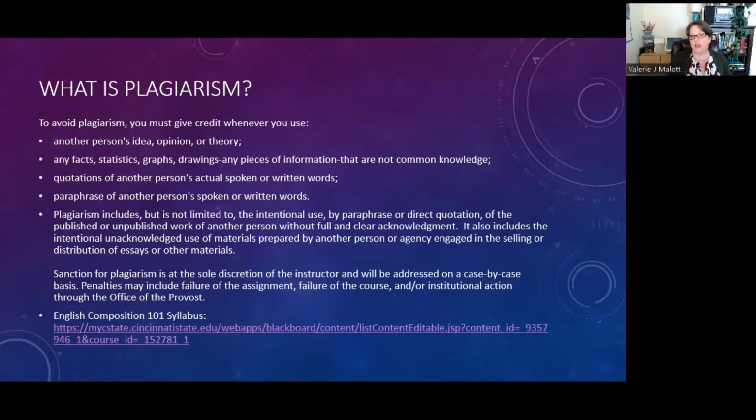So plagiarism includes, but isn't limited to, the intentional use by paraphrase or direct quotation of the published or unpublished work of another person without full and clear acknowledgement. And then you can read the rest of that.